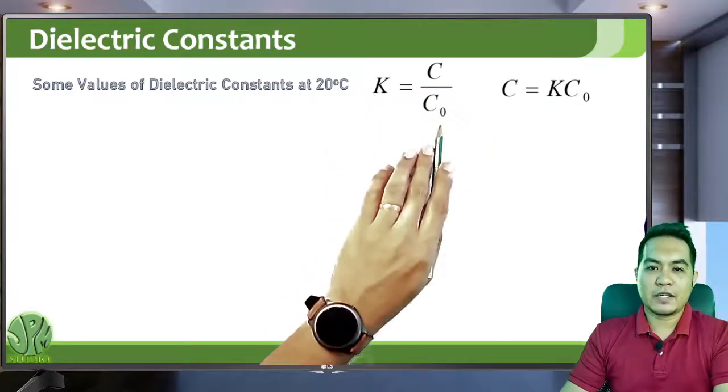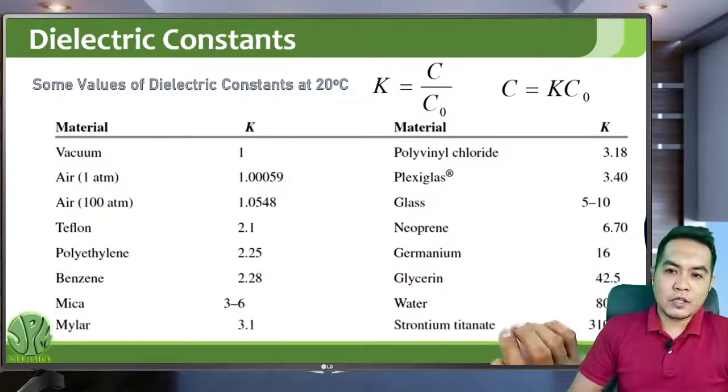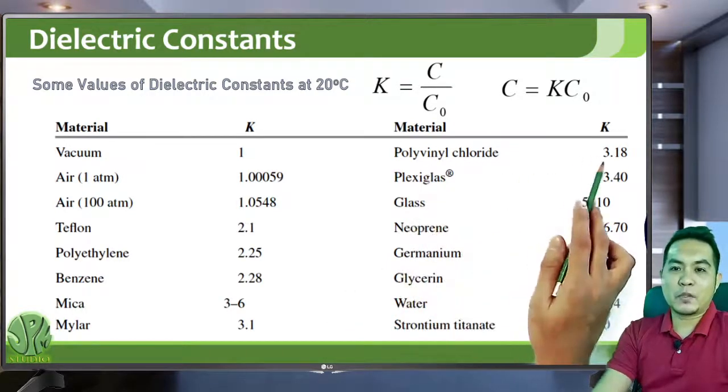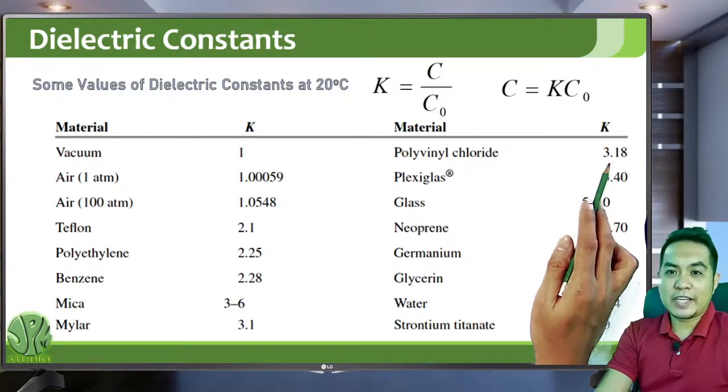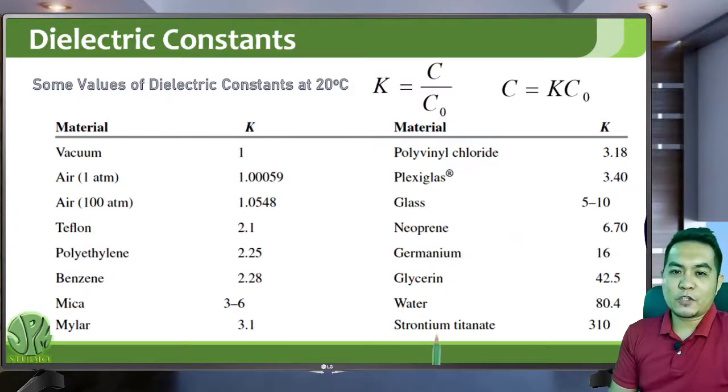Take note again, C is just equal to K times C naught. C naught is the original capacitance without the dielectric. So K, the dielectric constant, serves as a multiplication factor. For example, if you place PVC, polyvinyl chloride, between the plates of your capacitor, since its dielectric constant is 3.18, the capacitance will increase by 3.18 times. It's a multiplication factor. Now, if you have strontium titanate, a common dielectric for commercial capacitors, its dielectric constant is 310. Take note, the dielectric constant is just a number. So if you insert this material in your capacitor, then its capacitance will increase by 310 times.